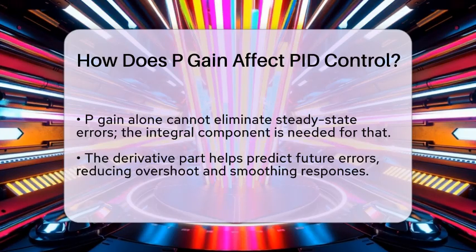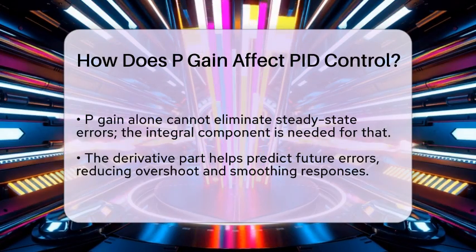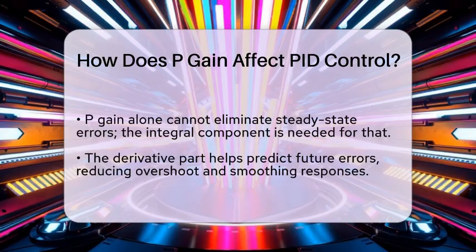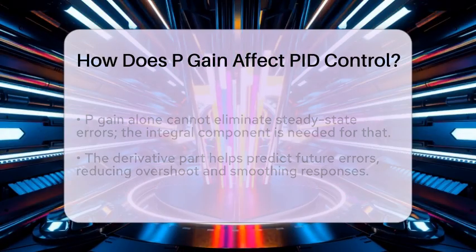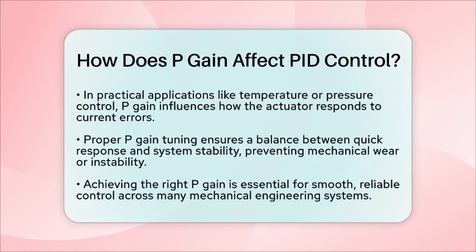In mechanical systems like controlling temperature, pressure, or position, the P gain plays a vital role. For example, when controlling a valve to keep fluid levels steady, the P gain determines how much the valve opens or closes based on the current level error. If set right, the system reacts swiftly without causing oscillations or mechanical wear.